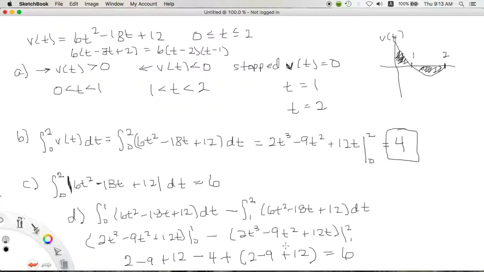I kind of ran through that calculation, but hopefully at this point you guys can handle that. So our total distance that we moved was 6 units, but our final displacement, our net amount that we moved, was 4 units. Now, you can use your velocity to find displacement, but there's other things that you can do as well.